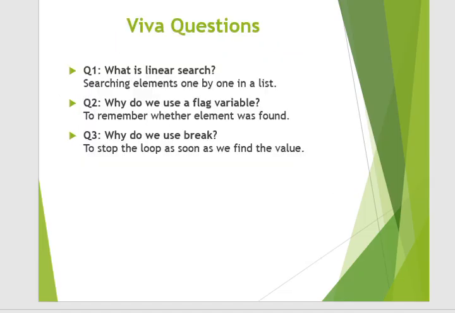Now after this there are some Viva questions. What exactly is linear search? Binary search we will be doing in a few next videos. Searching elements one by one in a list is linear search. Why do we use a flag variable? To remember whether the element was found. Why do we use break? To stop the loop as soon as we find the value.